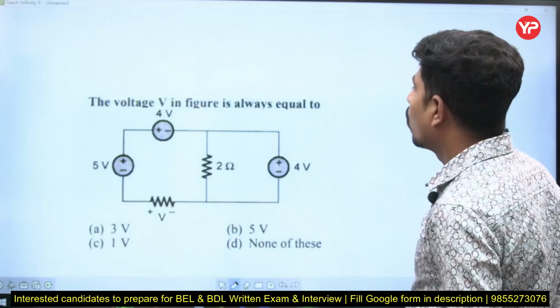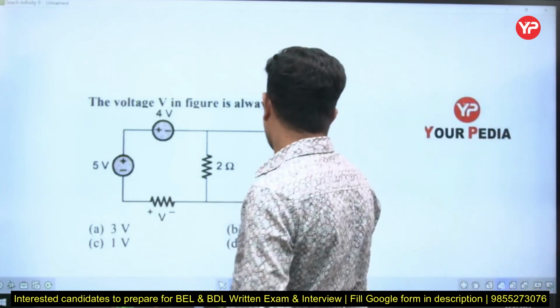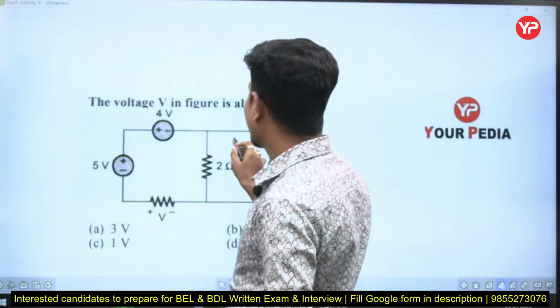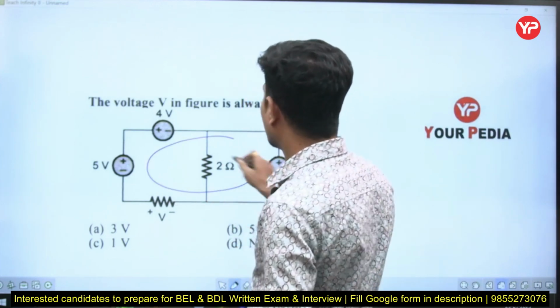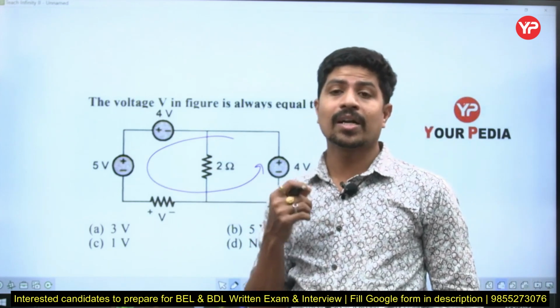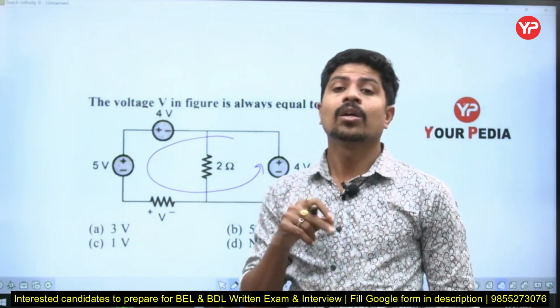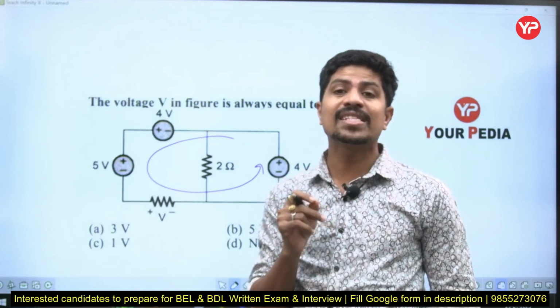Right? The voltage V in the figure is always equal to, it is asking this voltage V. Now tell me, see, I write the KVL, outside KVL this way. I'll start from here. Anywhere, I told you number of times that if you want to write KVL, you can start at any point and you can end at the same point.